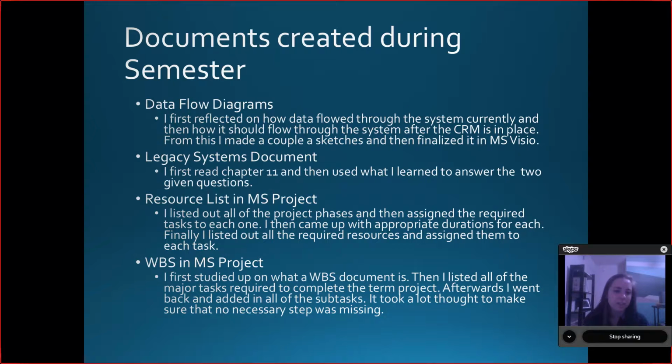I listed out tasks to each. I then came up with appropriate durations for each. I listed out all the required resources and assigned them to each task.